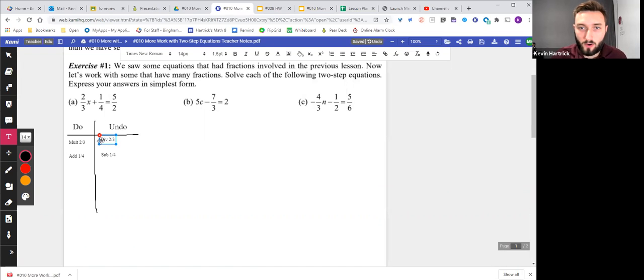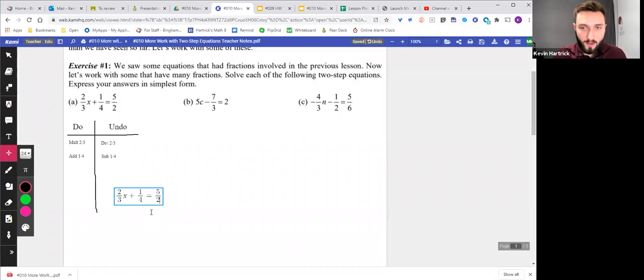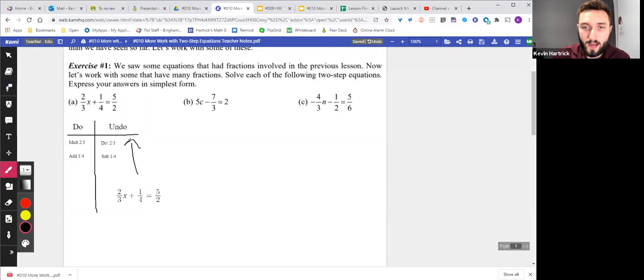Okay, we should get so good at this that we might not even need the table. We're so good at it. Okay. So let's take a look at our problem. Now that we know what our steps are, let's solve it. So I'm going to rewrite this. 2/3 x plus 1/4 equals 5/2.